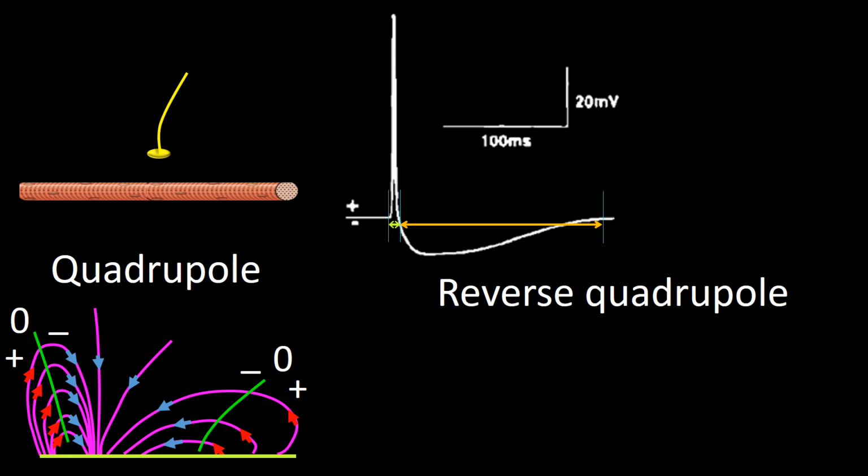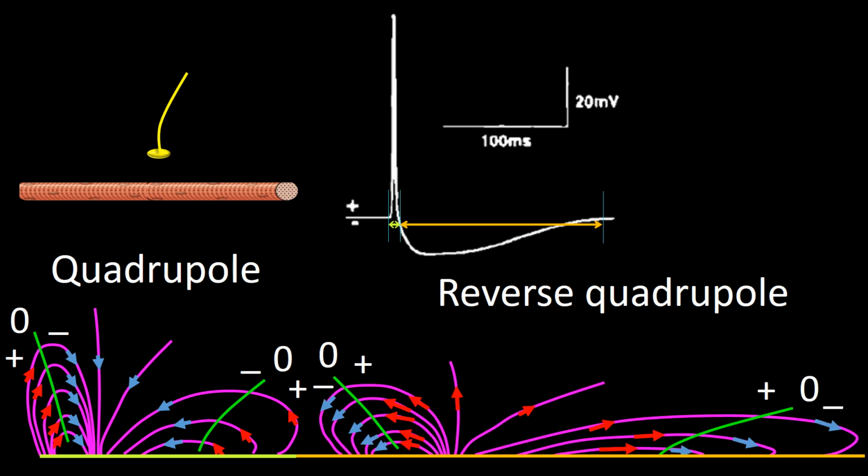This phase can be conceptualized as producing an extracellular potential consistent with a reverse quadrupole. A reverse quadrupole can be expressed as pluses and minuses, but with positive charges inside, as you can see here, or as currents in the volume conduction model with the same characteristic.